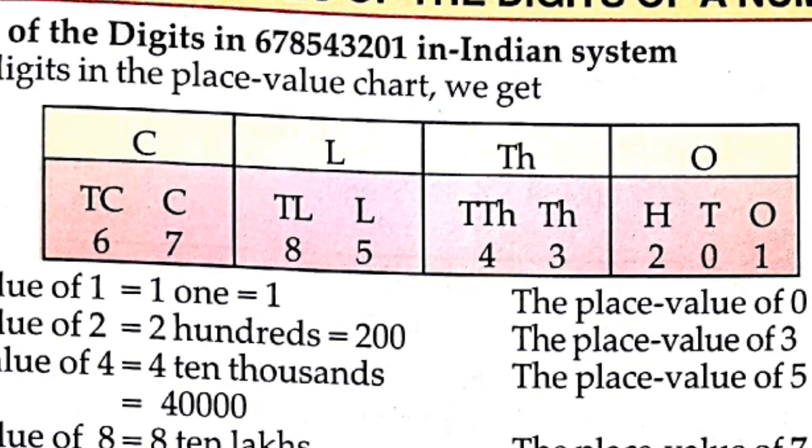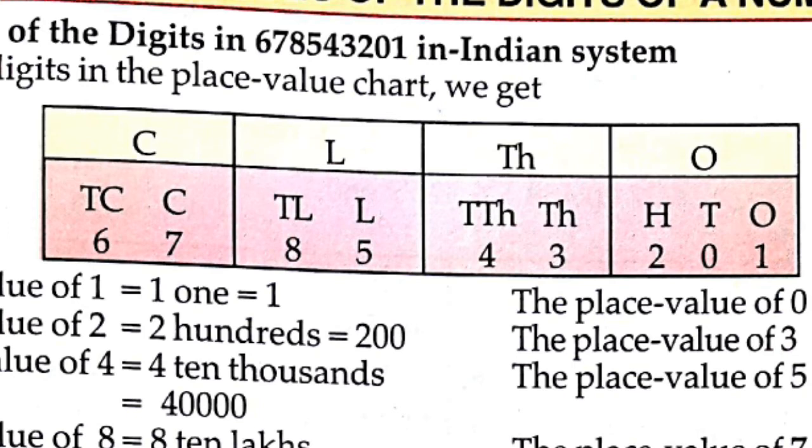In the ones column, the number is 1, so the place value of 1 is 1. In the tens place the number is 0, so the place value is 0. In the hundreds place the number is 2, so the place value of 2 is 2 into 100 equal to 200. Then you see the thousands place, the number is 3, so the place value of 3 is 3 into 1000 equal to 3000.